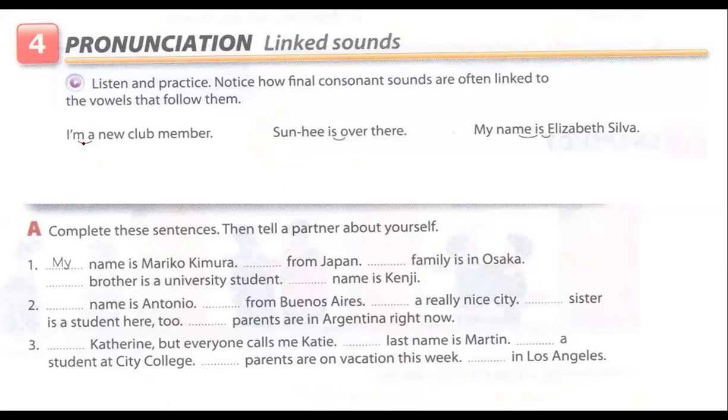If you have a consonant sound, y luego va seguido de una vocal, a vowel sound, you have to join both. Like we say, yes. I'm a new club member. I'm a new club member. Can you say that, please, everyone? I'm a new club member. All right, number two. Songhee is over there. He's over there. And here, on number three, we have two sounds. Tenemos la M con la I y la S con la E. You know, S with I and S with E. We say, my name is Elizabeth, like Eminem, right?